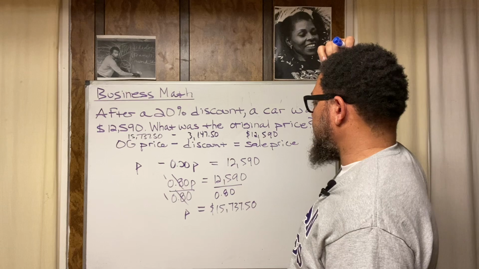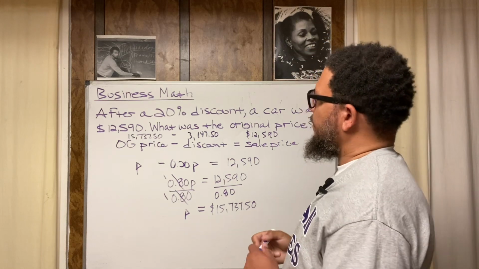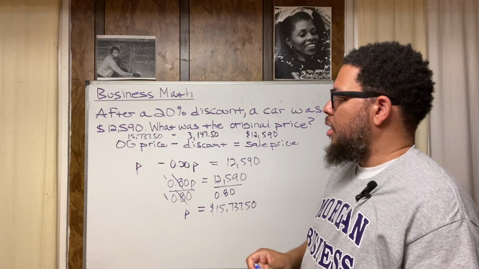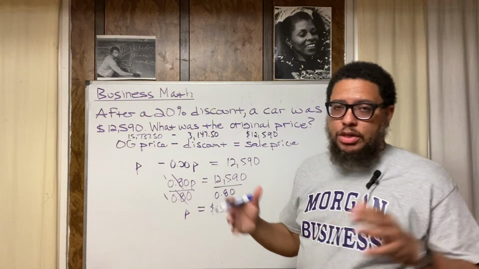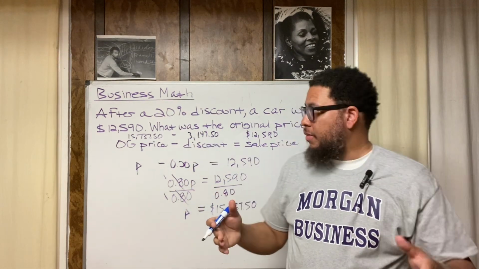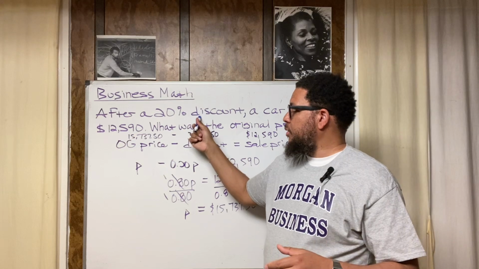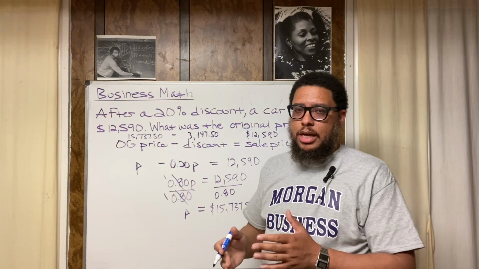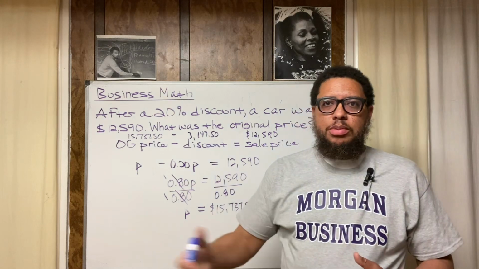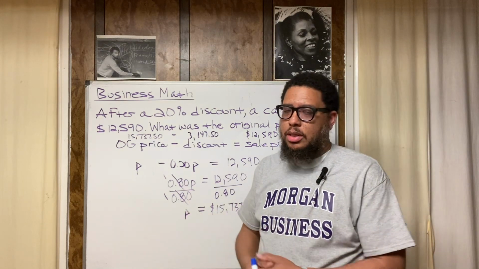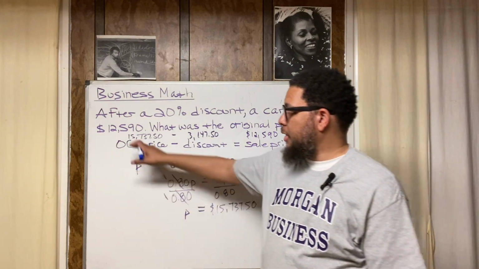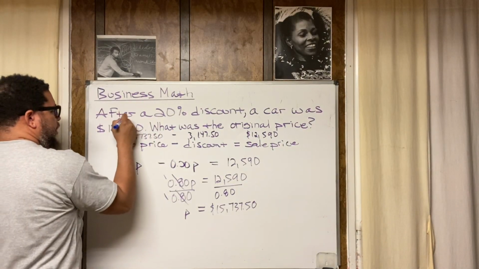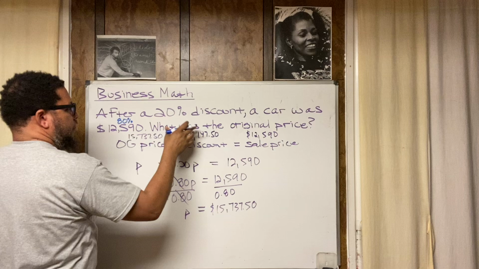What was the original price? So let's think about it. We're trying to find out the original price. The original price is 100%, right? And then you take 20% off, what are you left with? If you start out with 100% as your original price and take 20% off, what's 100% minus 20%? That's 80%. So that means that this 12,590 represents 80% of the original price.